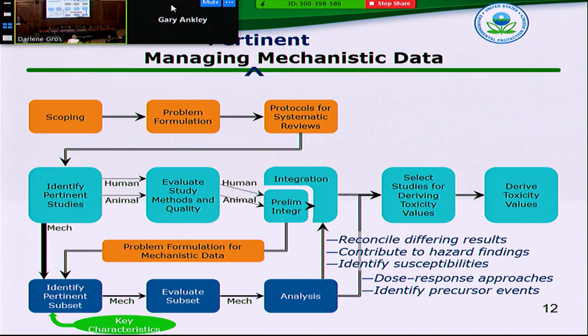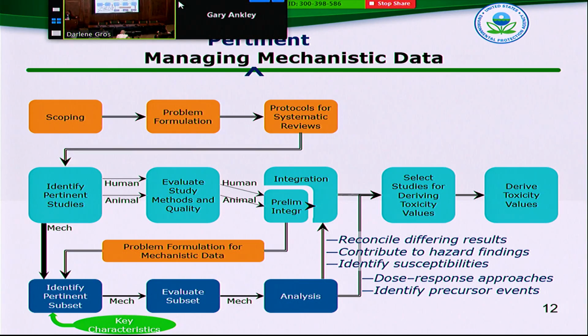So we take the human and animal data, we put it through a preliminary integration, and we then go to another problem formulation for mechanistic studies to find out what are the questions we need the mechanistic data to answer. Then we take that huge stream of mechanistic data and identify the pertinent subset of those data that we need to analyze, look at the studies, do the analysis, and then have that feed up into the overall integration.